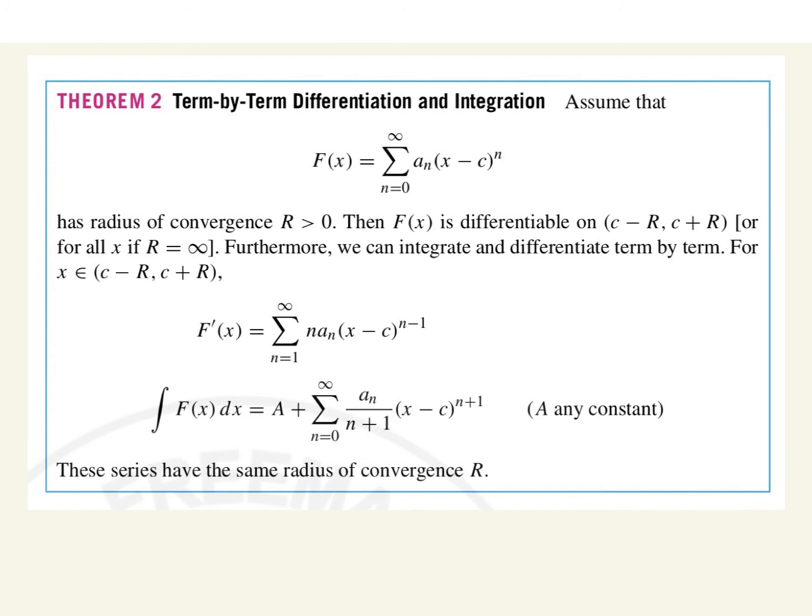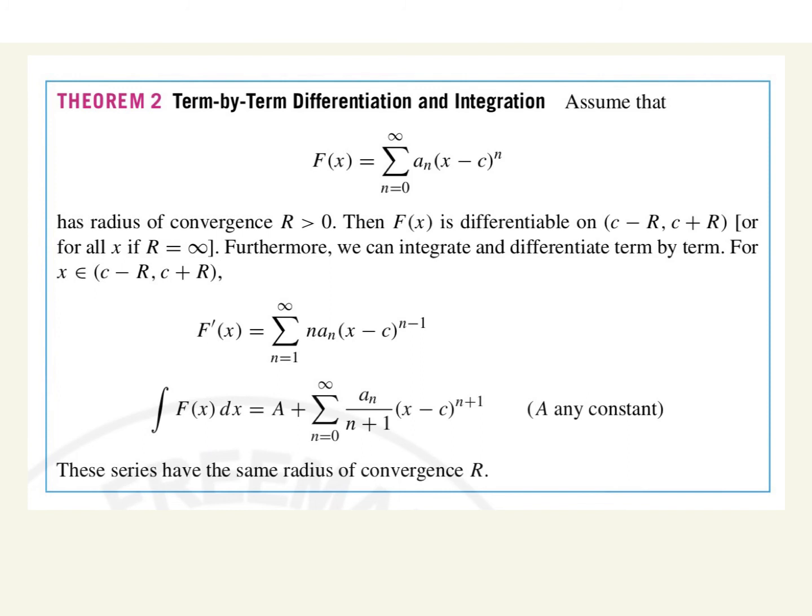So it's saying, right, there's the power series up top, has a radius of convergence, R is greater than 0. Then f of x is differentiable on c minus R to c plus R, so that interval, or for all x if R ends up being infinity. So if you are convergent in your interval, then you are differentiable, is what they're saying here. Furthermore, we can integrate and differentiate term by term. So if we expanded a series and looked at individual terms, we could integrate and differentiate as we needed for any value inside that interval.